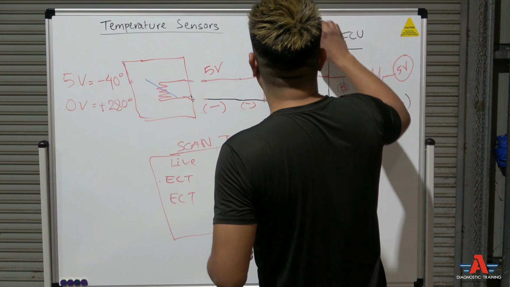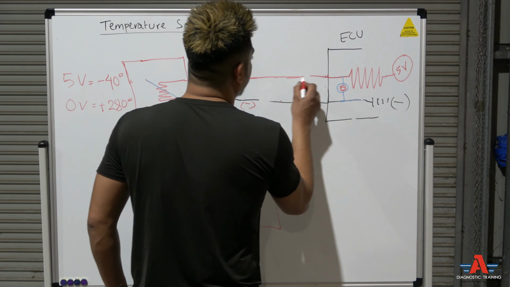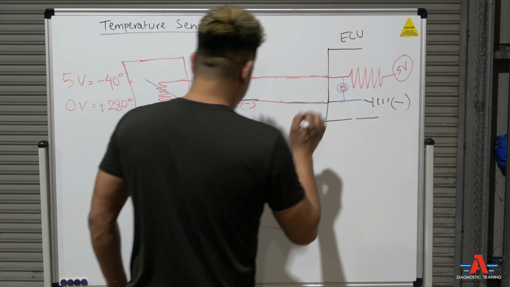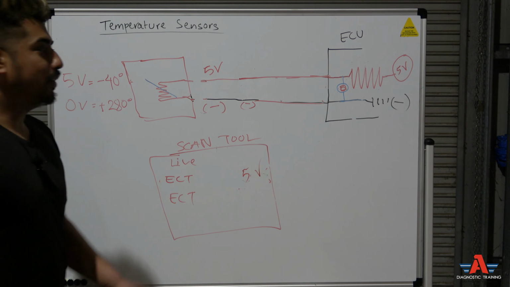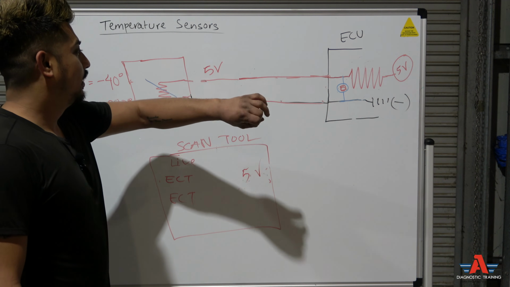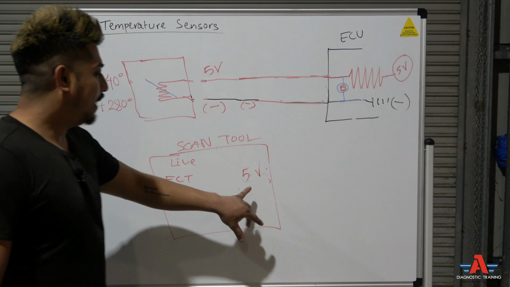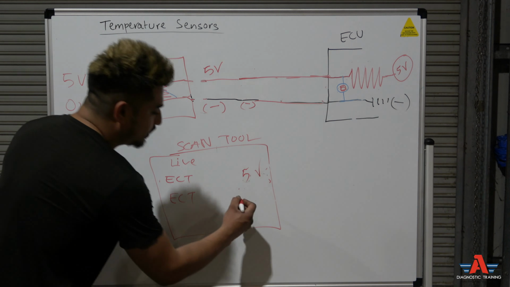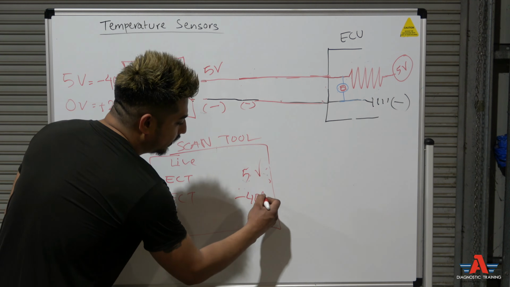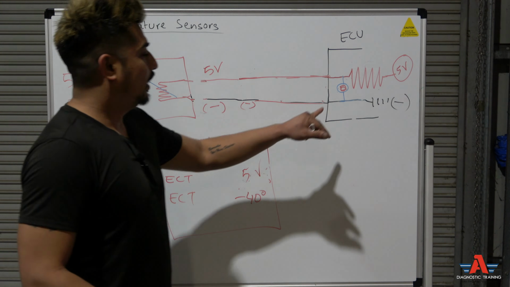Now, let's clear all that. That's one scenario. Second scenario: the ECU live data is stuck at 5 volt at all times. 5 volt is minus 40 degrees. It's stuck at 5 volt at all times.